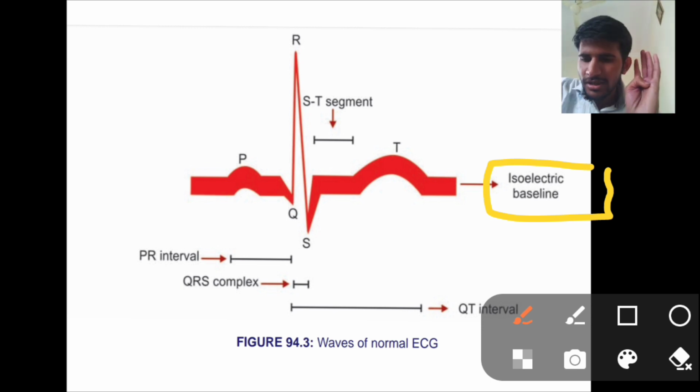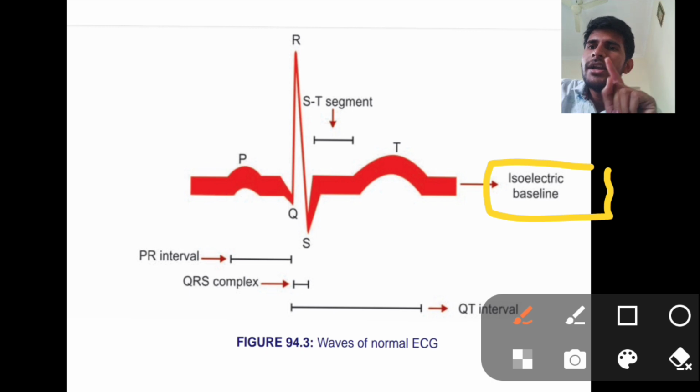There are waves, segments, and intervals. First, we will cover the waves. There are totally three waves: P wave, QRS complex, and T wave. P wave is because of atrial depolarization. QRS complex, ventricular depolarization. T wave, ventricular repolarization. Where is atrial repolarization? It merges with the QRS complex.